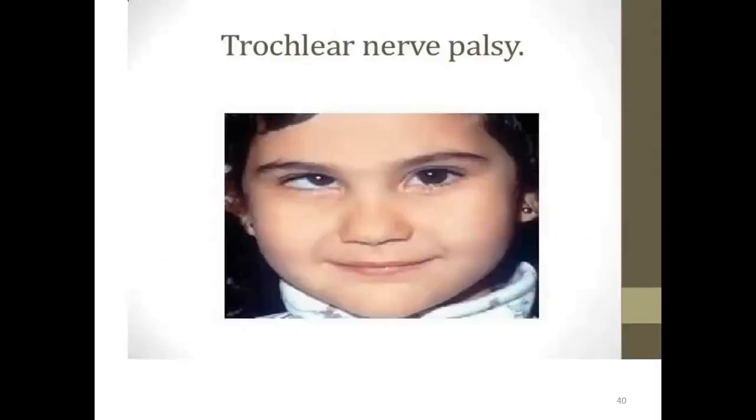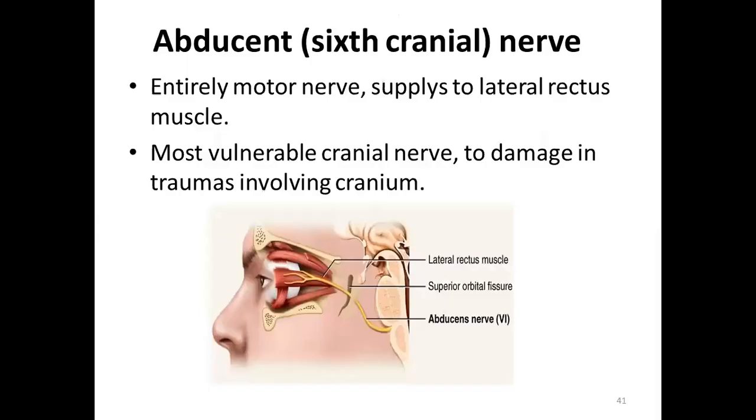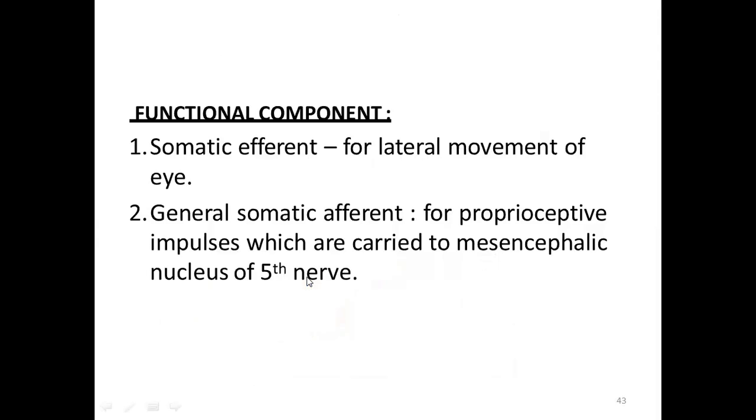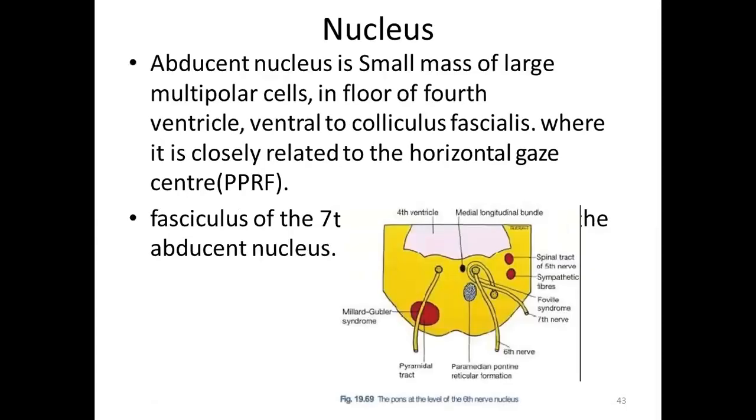The trochlear nerve palsy. Here you can find the eyeball. Then the abducent nerve, entirely motor in nature, supplies the lateral rectus only. It is the most vulnerable cranial nerve to damage in traumas involving the cranium. Functional component: somatic efferent for lateral movement of the eyeball, and general somatic afferent for proprioception impulses.